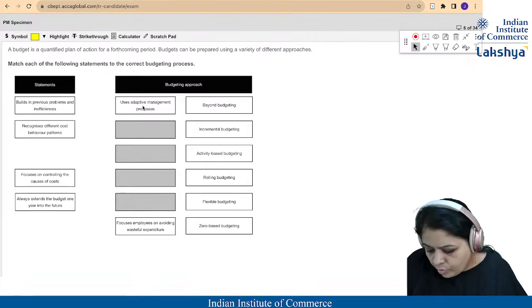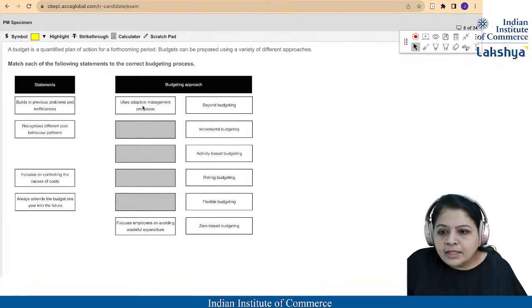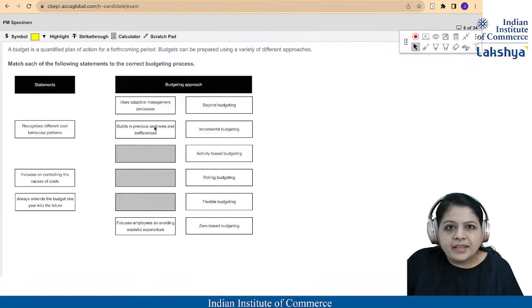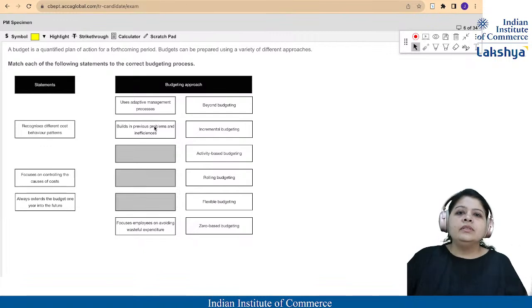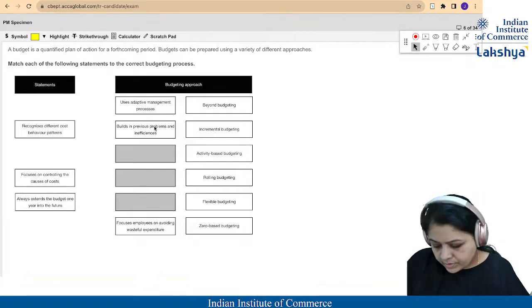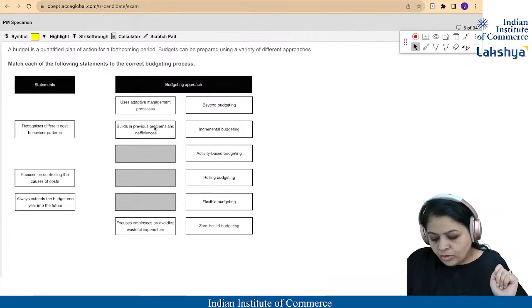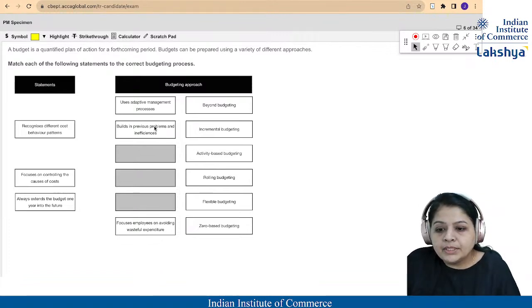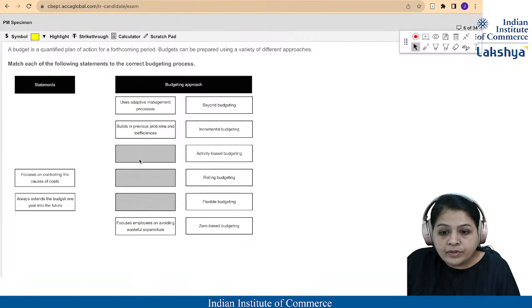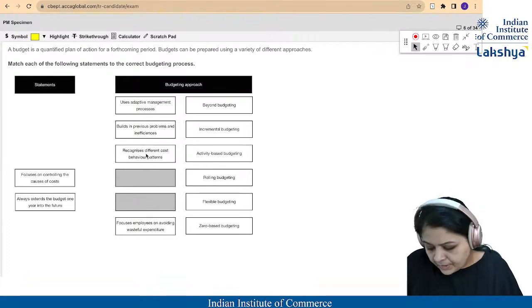Right? Now going to the incremental budgets. Incremental budget builds in previous problems and inefficiencies. Whatever you have in the last quarter piles up in the upcoming quarters. Then you have activity based budgets, which attempt to identify the cost drivers in order to formulate the budget. That means it is going to focus on finding out the behavioral patterns of the cost. Rolling budgets are budgets which are continuously updated by adding a new budget period to the year.